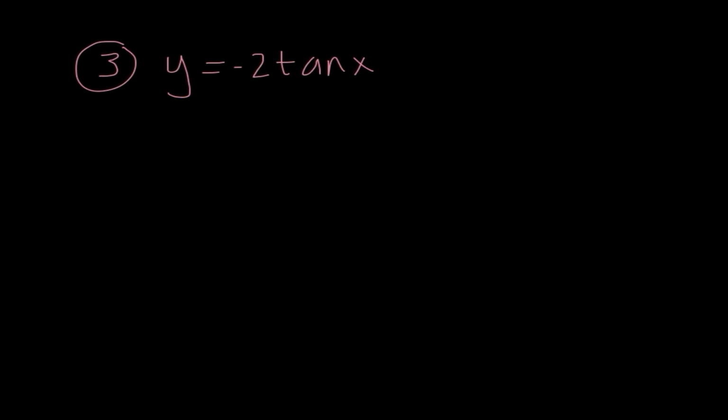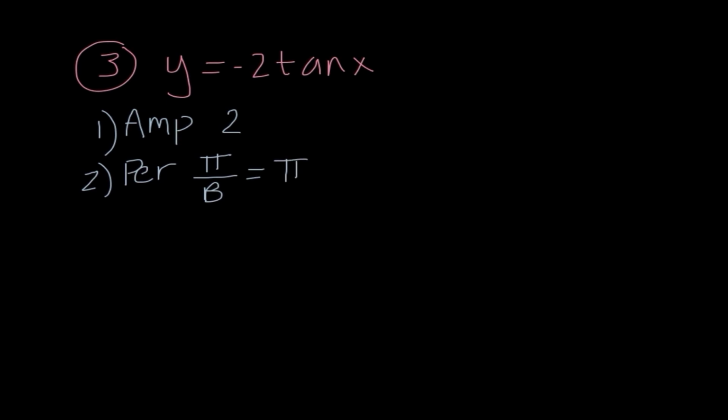Last but not least, I have a tangent graph. And the way that we find the amplitude is exactly the same. The amplitude here is 2. The reason why it's 2 and not -2 is because it is the absolute value of that number. The period, though, this time is different because it is pi divided by b, which in this case is just pi because our b value is 1. Remember, sine and cosine, it is 2 pi divided by b. The third thing, this time we are flipping it, so I'm going to write flip.